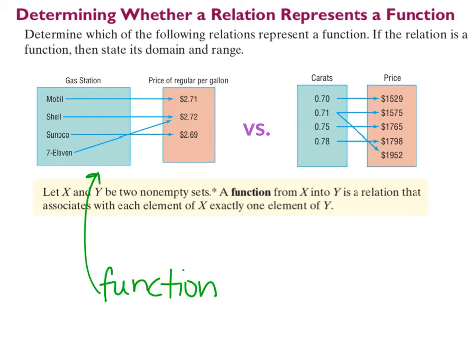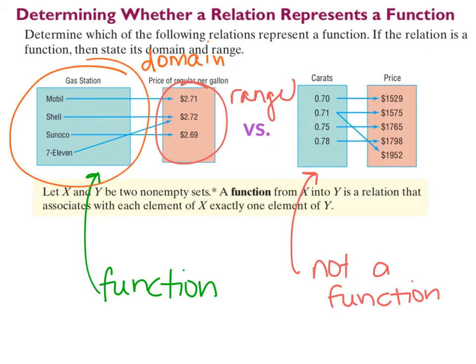But do I have the same thing on the right-hand side? I do not, because this input, this x, has more than one element of y. Nope. This 0.71 goes to two different y's. So therefore, this one is a relation, but not a function. And in determining that the left one is a function, we have to figure out its domain and range. Just like in the first example, everything here, so Mobile, Shell, Sunoco, and 7-Eleven are in my domain, and all of these prices would be in my range.